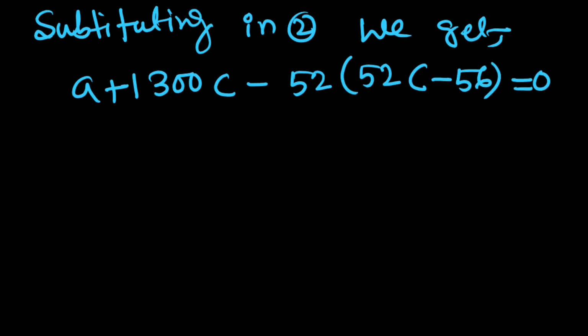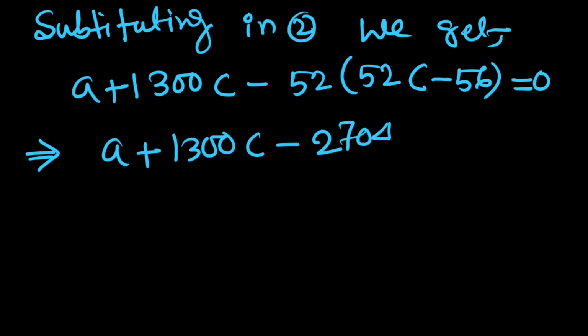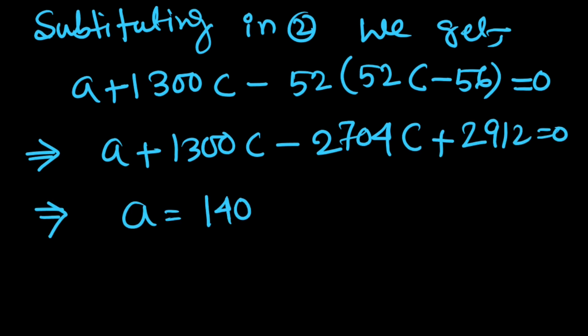Now calculate it very carefully. Everyone makes a mistake here. So a plus 1300c minus 2704c, plus, minus minus plus, 2912 is equal to 0. Now arrange this. a is equal to 1404c minus 2912.